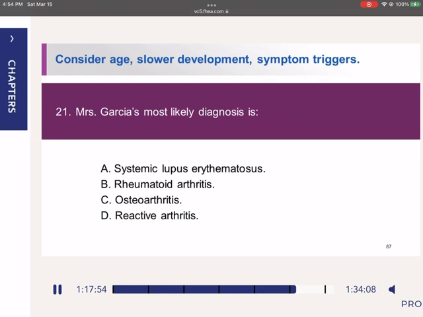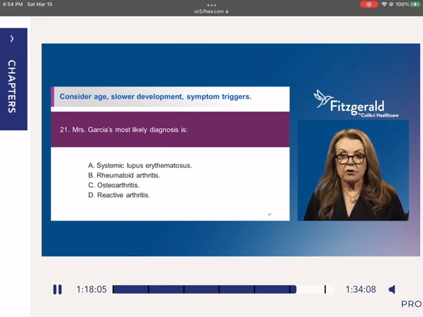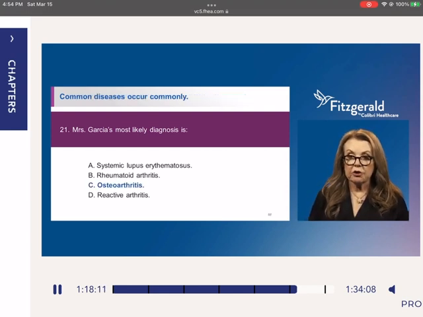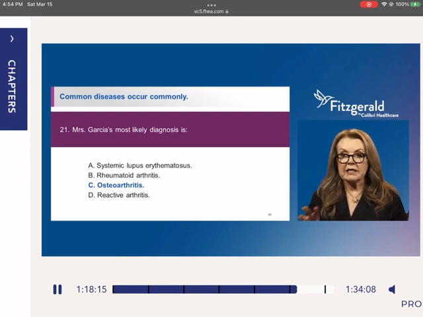Question 21, Mrs. Garcia's most likely diagnosis is A, systemic lupus, B, rheumatoid arthritis, C, osteoarthritis, or D, reactive arthritis. And of course, the correct answer here is osteoarthritis. Common diseases occur commonly in a woman of her age with hand aches only as her orthopedic complaint. You want to think OA and not a systemic disease like lupus or rheumatoid arthritis.